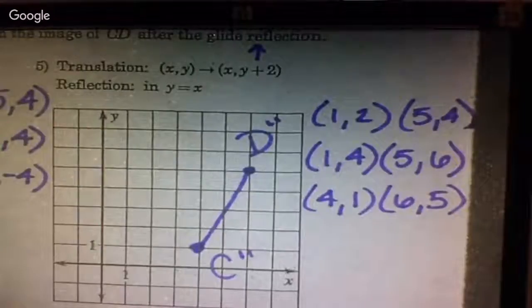Okay, same thing with D. D's only like this little half space to the line. Well, that means I only need to go another little half space. So here's my new D. How do you know which way to draw it? You have to go from the point to the line of reflection.